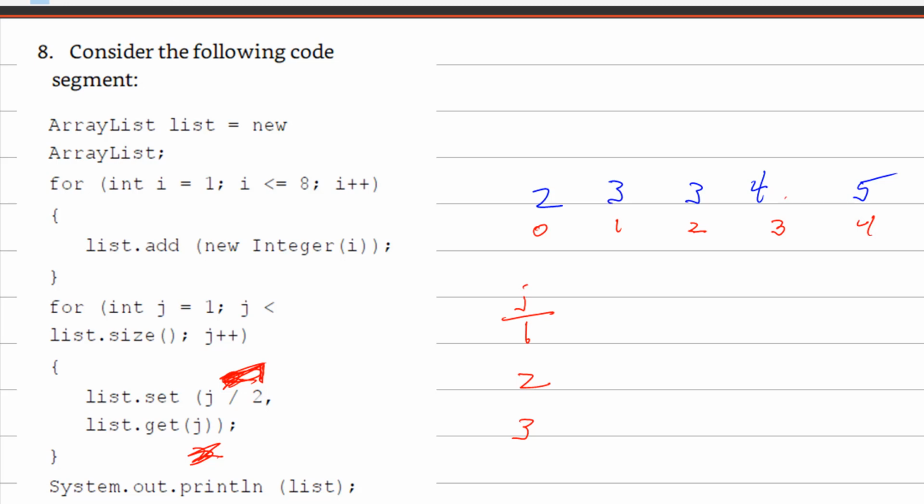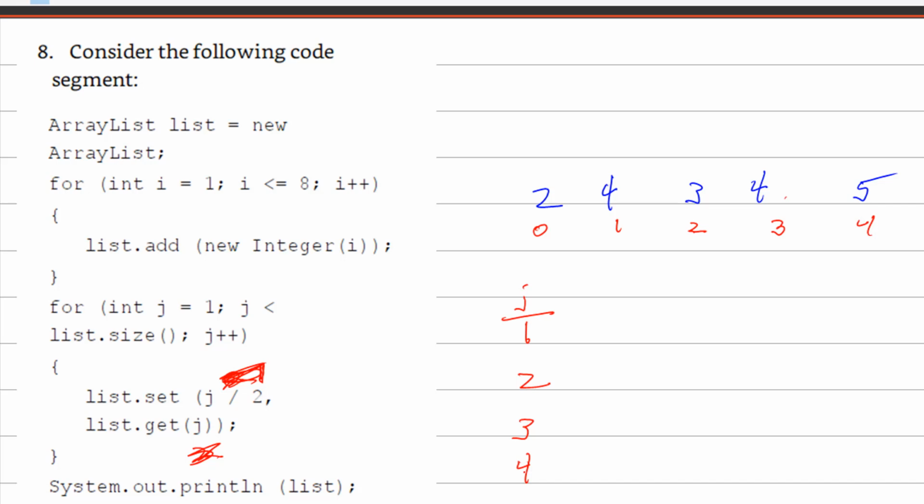It's what is in the 1 position that gets a copy of what's in the 4 position. Okay, so then J goes up to 4. 4 is still less than 8, so we're going to keep going.